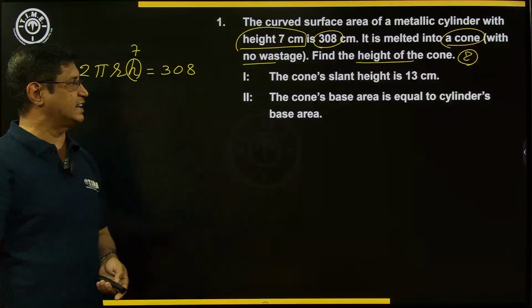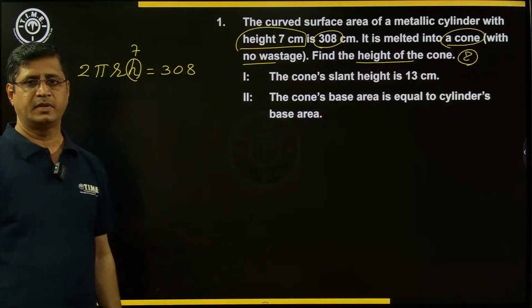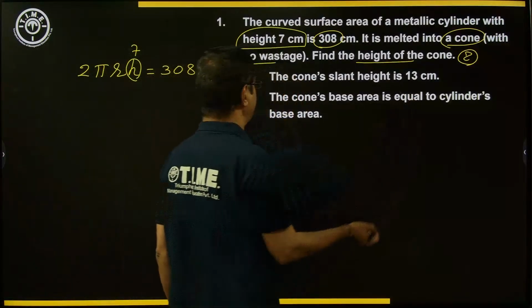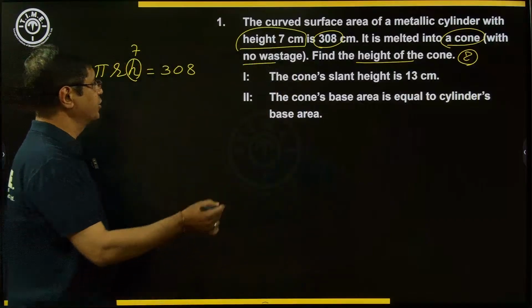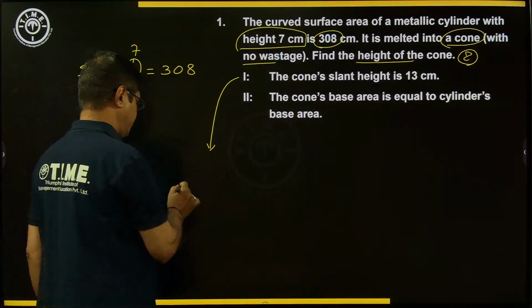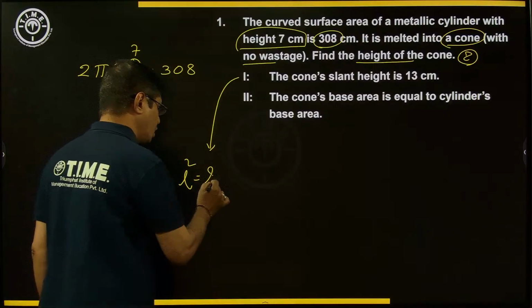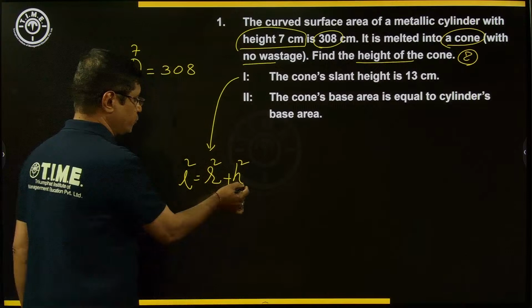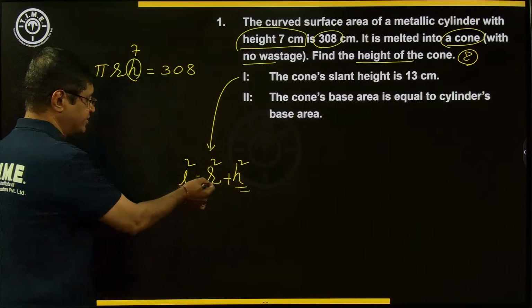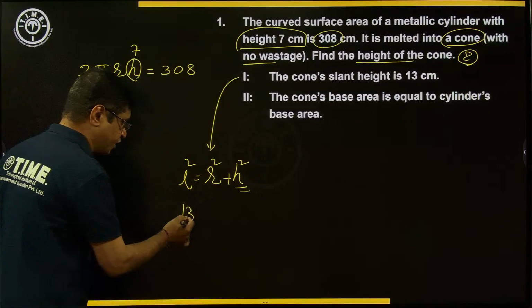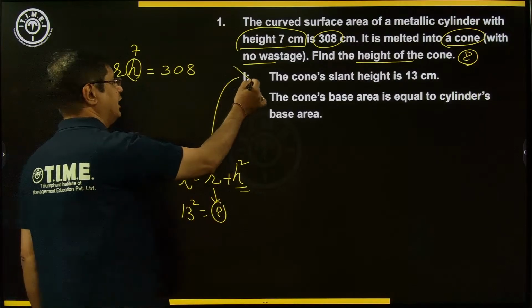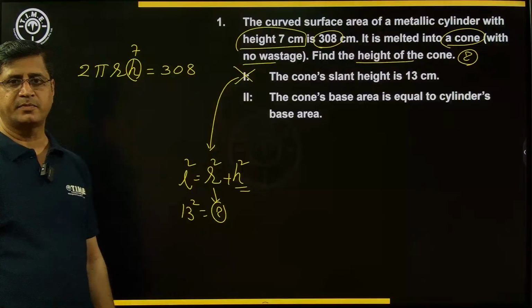The cone's slant height is 13 centimeter. Slant height of the cone is given, and what to find? Height of the cone is to be found. So what is the relation between the slant height, the height and the radius of a cone? L square is equal to r square plus h square. So to find the height, what is required? Radius is required. Already slant height is given. So what about the radius? It is not given. So statement 1 independently is insufficient to answer.